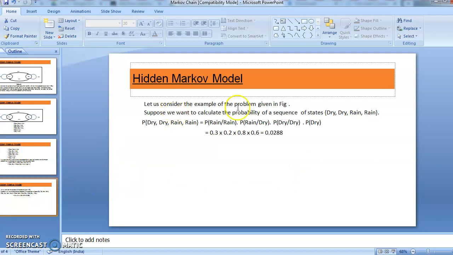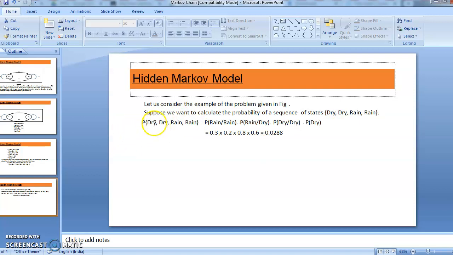Next, this is what we calculated. Any sequence can be given to you. They may give dry rain, or they may give rain dry, any different sequence they can provide. Here they have asked to find the probability of the sequence dry rain. So how do you calculate? Write down the sequence which is given. Okay, now how will you read this?